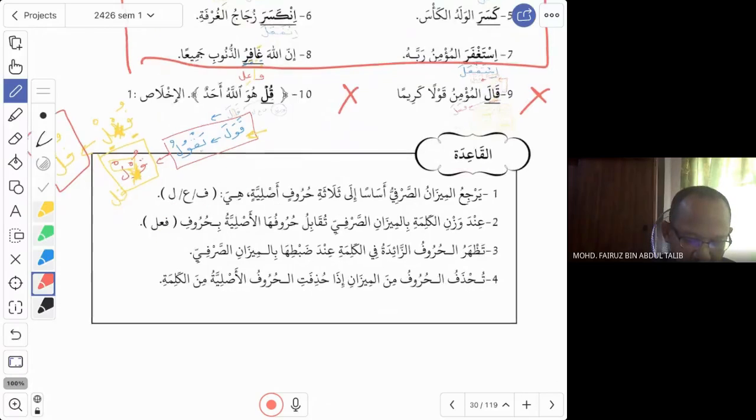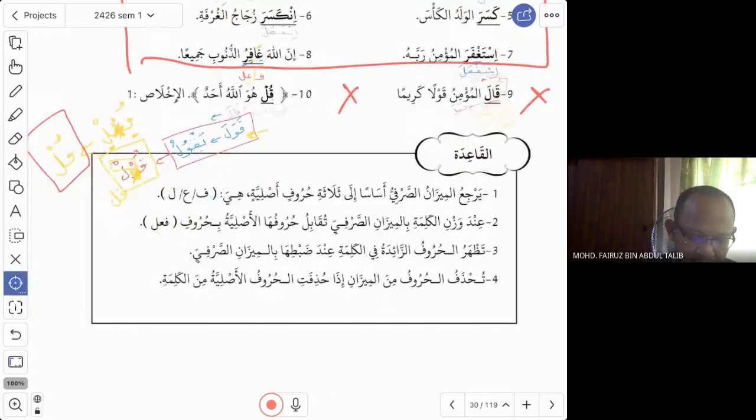The rule says: Yarji'ul mizanu sarfi. The mizan sarfi, or the wazan, will return. Yarji'u, return asasan basically. So the wazan basically returns to thalathati huruf, 3 letters. Everybody knows it now. The original 3 letters are the fa, ain, and lam. I mentioned just now: fa, ain, lam. So you should compare to fa, ain, lam.